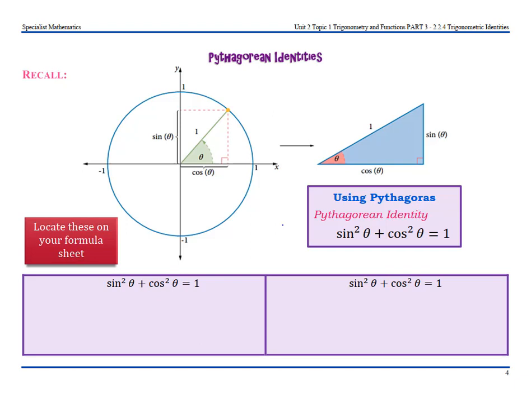Now, this video goes through Pythagorean identities. I strongly recommend that you use your formula sheet. Personally, I only remember sine squared theta plus cos squared theta equals 1, and I derive the others. It's on your formula sheet, so you don't even need to do that.